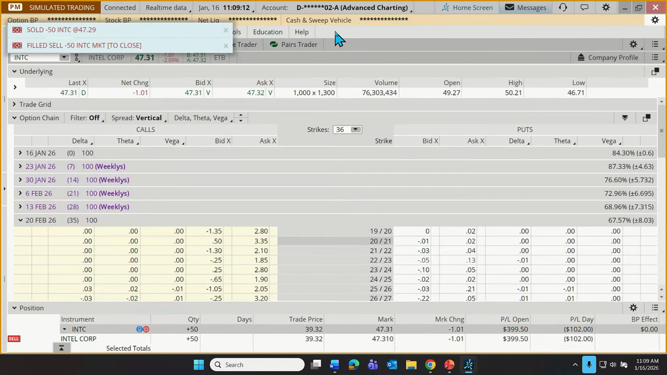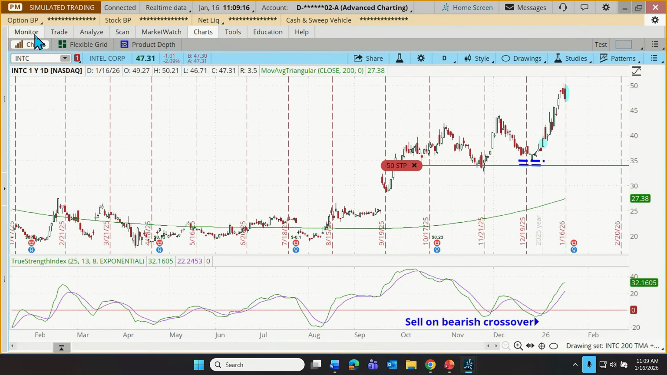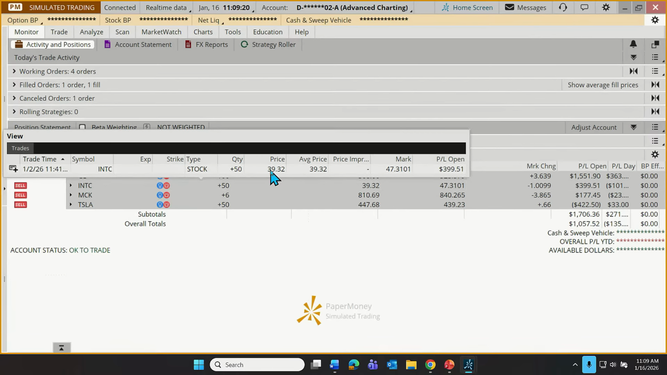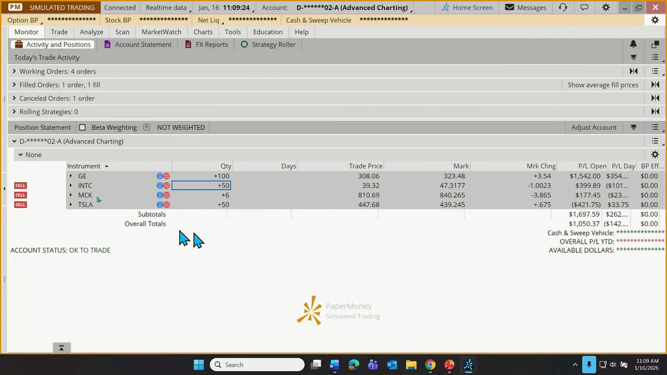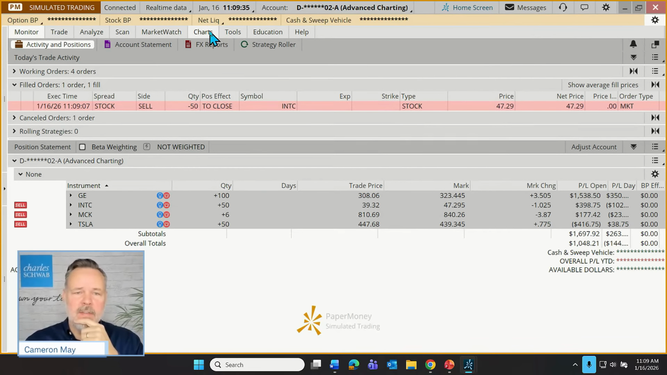So I'm going to make a quick note here on our chart. Let's see, we bought the shares for $39.32, and then we just sold those shares for $47.29, almost $8. That's $7.97. So there we go.